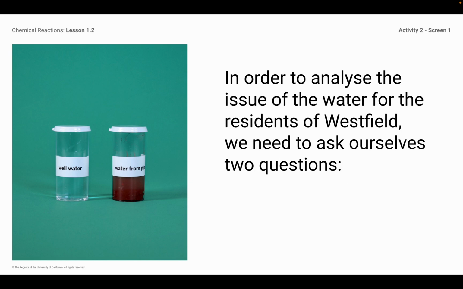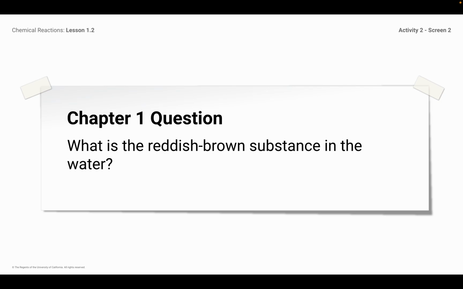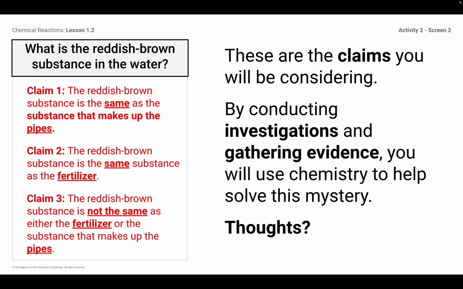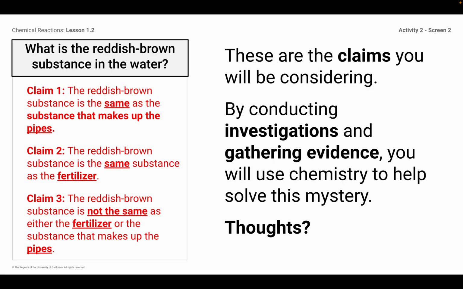So in order to analyze the issue of the water for the residents of Westfield, we need to ask ourselves two questions. And this is in your packet. The unit question is, how do new substances form? And the Chapter 1 question, what is the reddish-brown substance in the water? Go back and make sure that you get those written down. I'm checking your note packet when you come back.